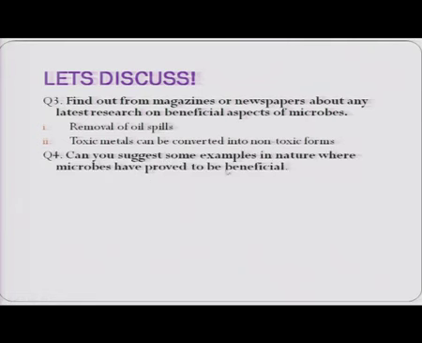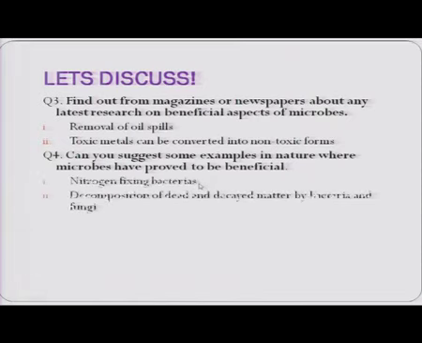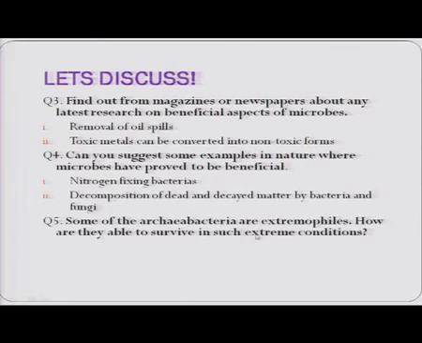Next question, can you suggest some examples in nature where microbes have proved to be beneficial? If you have followed the entire lesson completely, you would be able to give such examples which are in nature and the microbes are proving to be beneficial to us. For example, the nitrogen cycle, the nitrogen fixing bacteria are present which is helping in recycling of the nitrogen content. Similarly, the decomposition of dead and decayed matter which is done by bacteria and fungi is another helpful aspect of microorganisms. Some of the archaeobacteria extremophiles, how are they able to survive in such extreme condition?